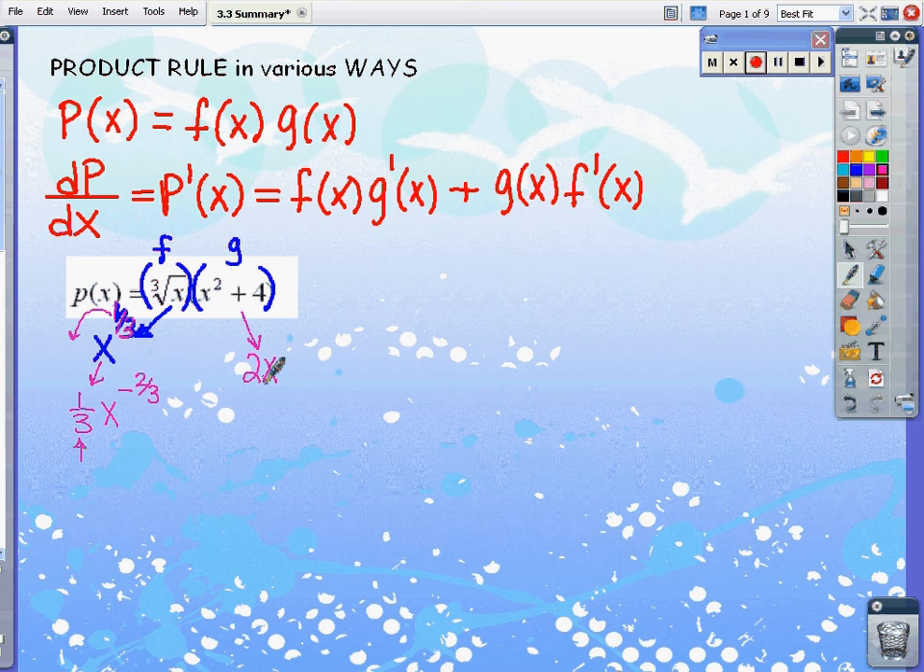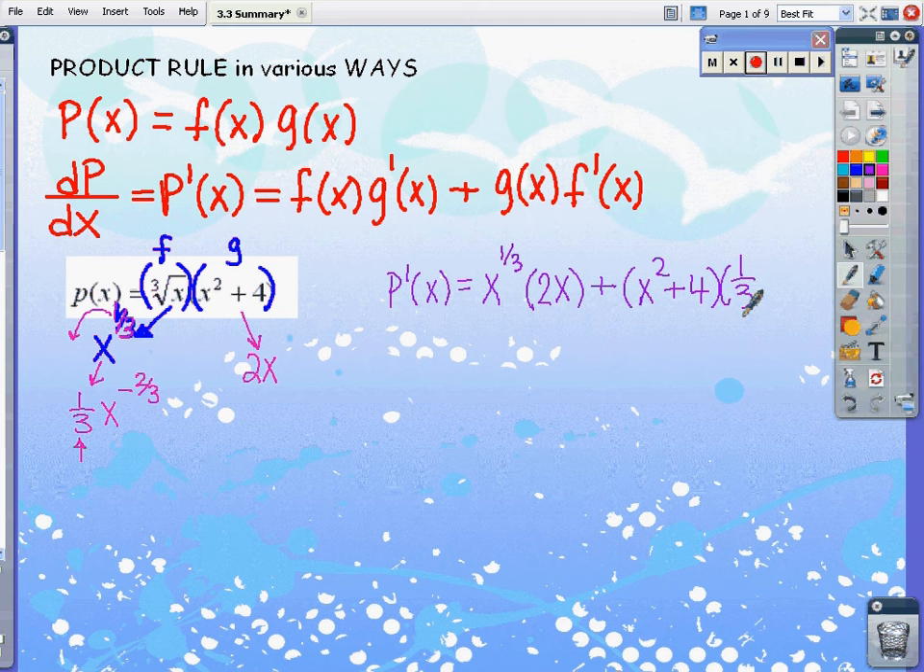So now the derivative of this problem, and I'll do that in purple, is equal to, leave the first one alone, multiply by the derivative of the second, plus leave the second one alone, times the derivative of the first. And the derivative of the first was 1/3 x to the negative 2/3.